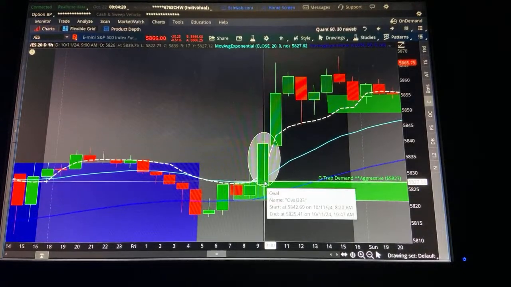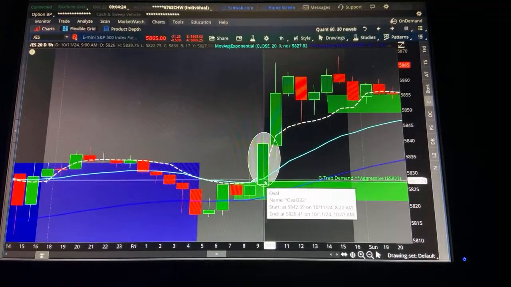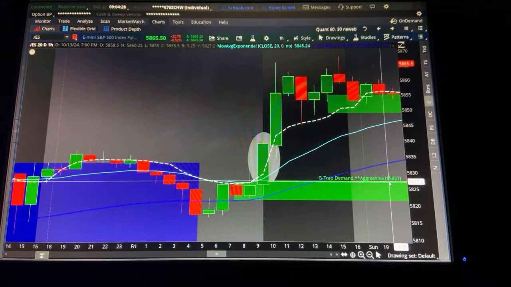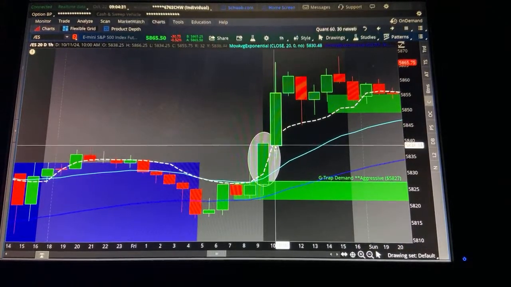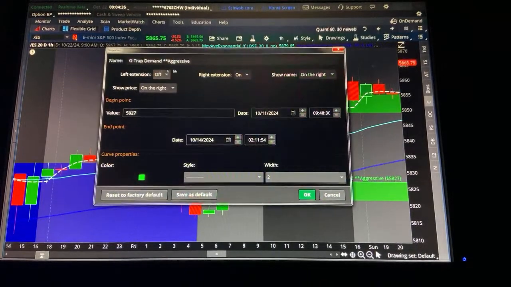That's basically going to be the open of October 11th, 9:30 a.m. open, and then boom, we popped out of that. That comes in at about 58.27. So this one might be good. This one's good here. I'll take the aggressive off of this one.